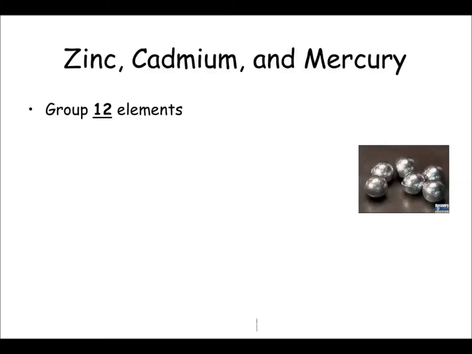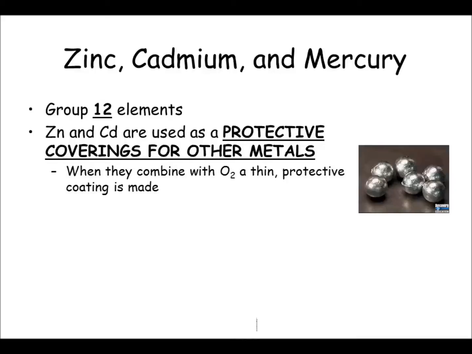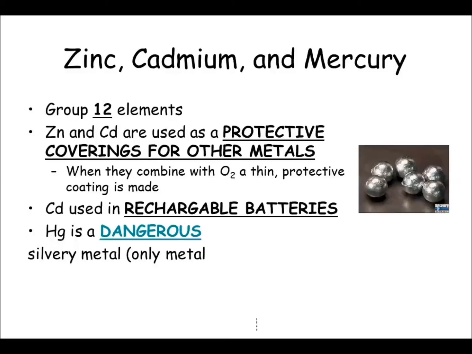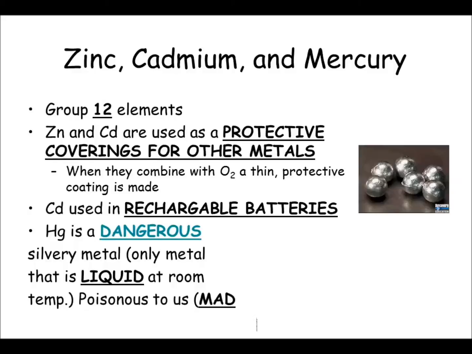Okay, we have zinc, cadmium, and mercury, and they're group 12 elements. Zinc and cadmium are used as protective coverings on other metals. And that's because when they combine with oxygen, a thin protective coating is made. Cadmium is also used in rechargeable batteries. You may have heard of that before. Mercury is super dangerous. Some of us might have heard about mercury as being poisonous to us. Mercury is a silver metal, and remember that's the only one that's liquid at room temperature.